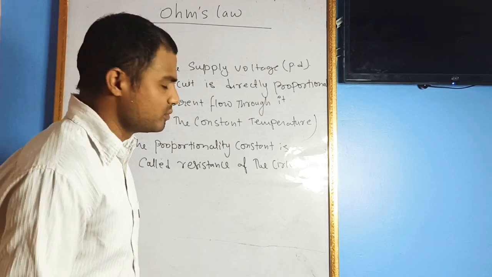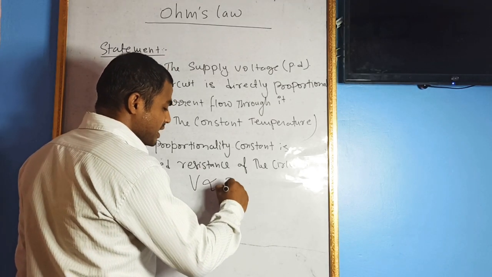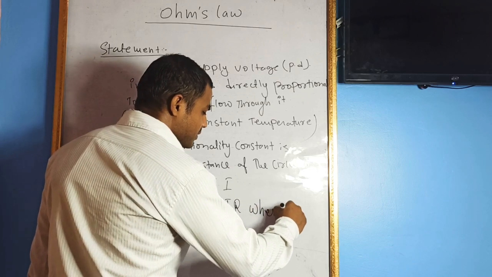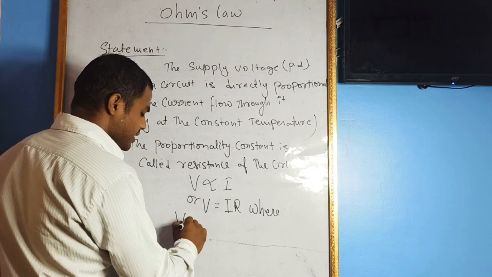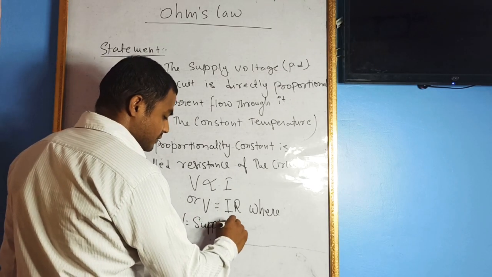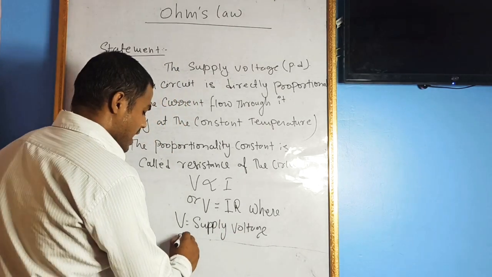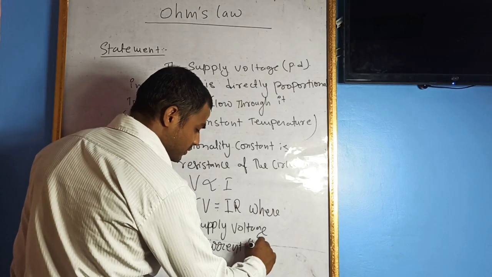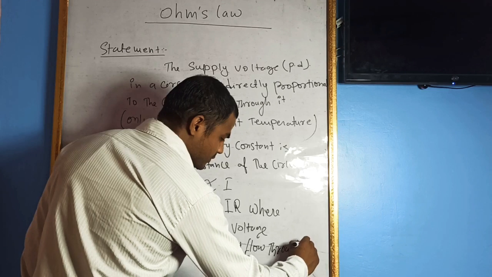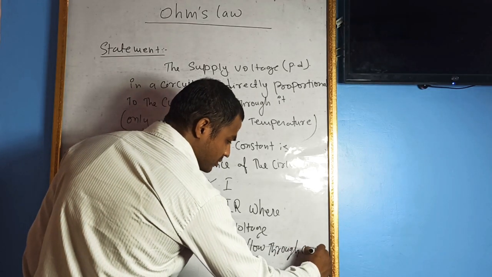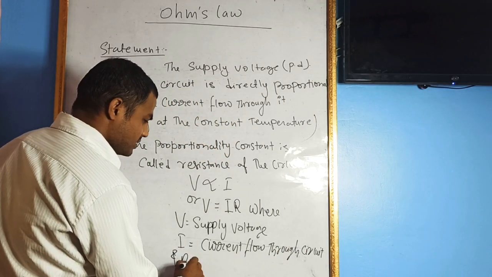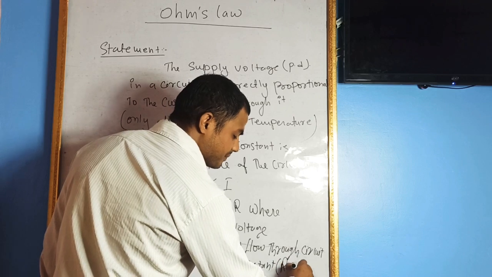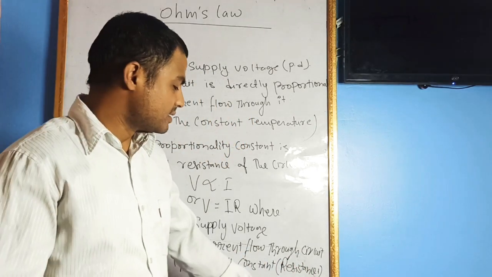Okay, so let's see the formula of this Ohm's law. V proportional to I, or V equal IR, where V is the supply voltage, I is the current flow through the circuit, and R is the circuit constant called resistance. That is called resistance.